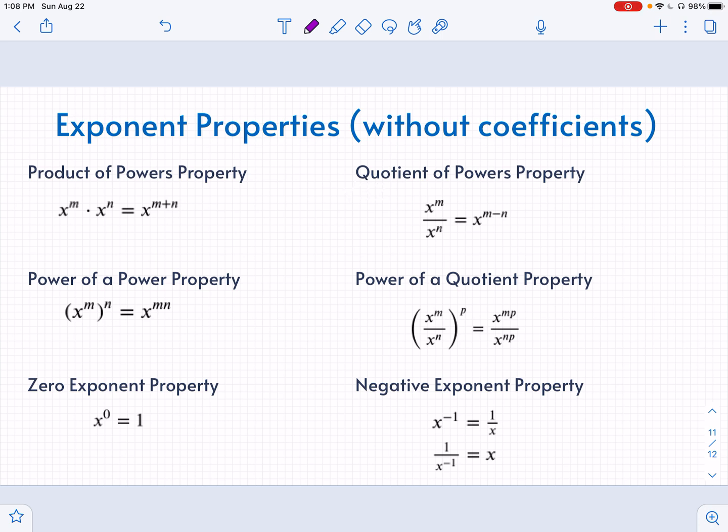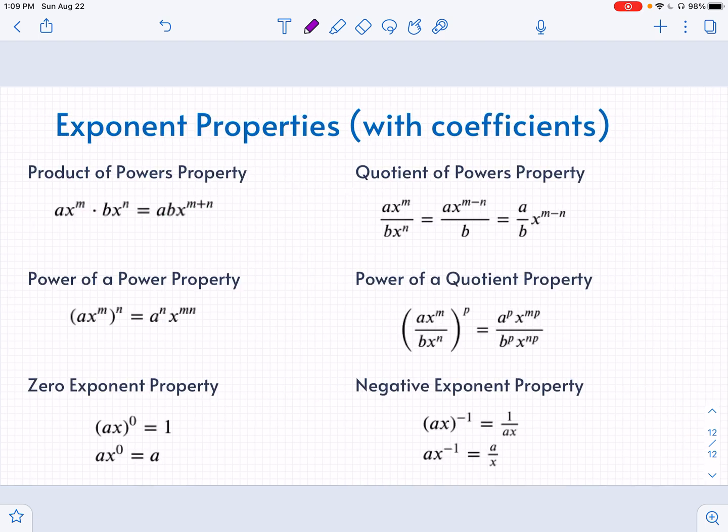So these are all the exponent properties without coefficients, all the ones that we discussed. And these are those same properties, but this time written with coefficients, with constant multiples.